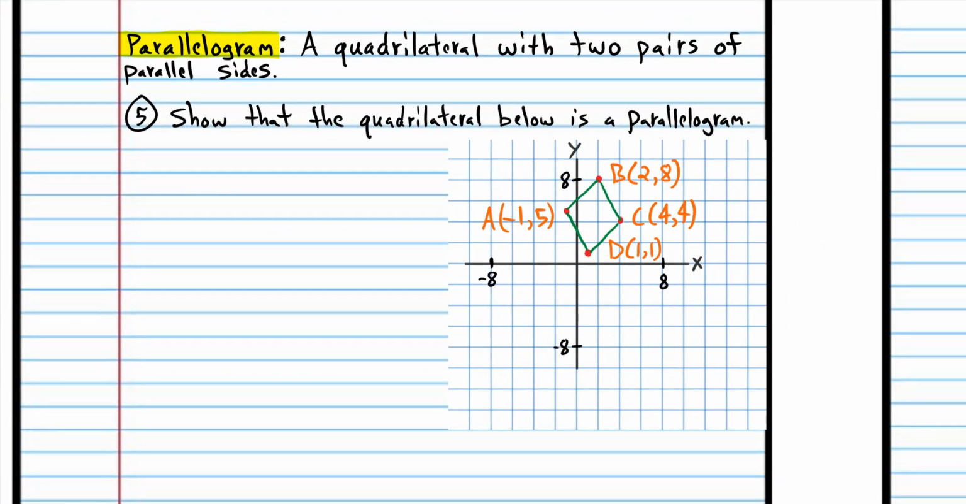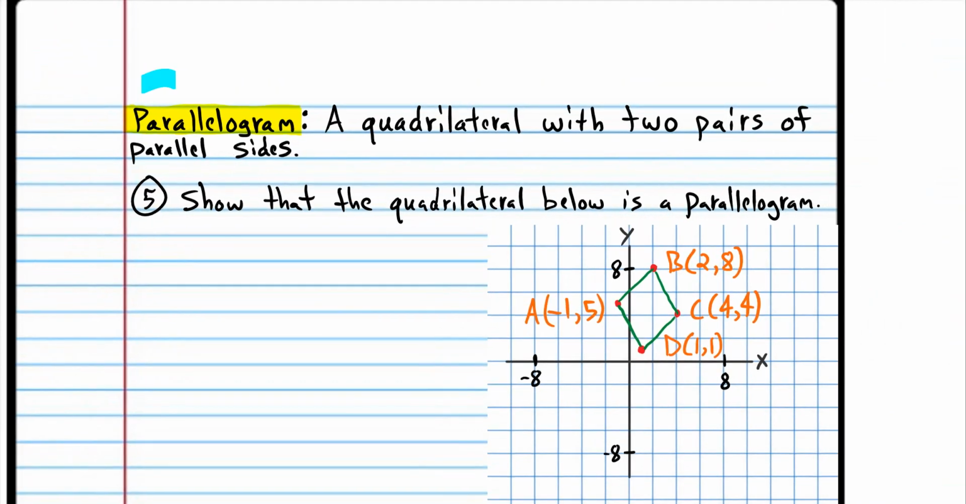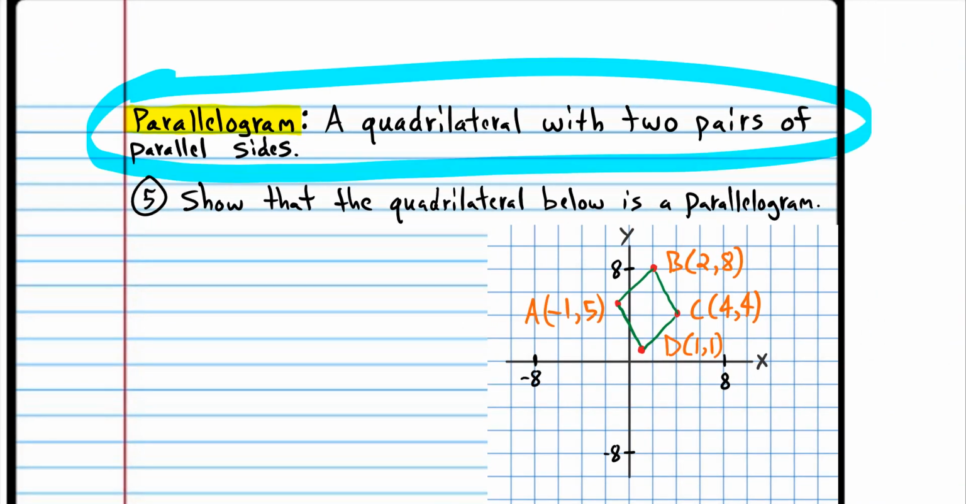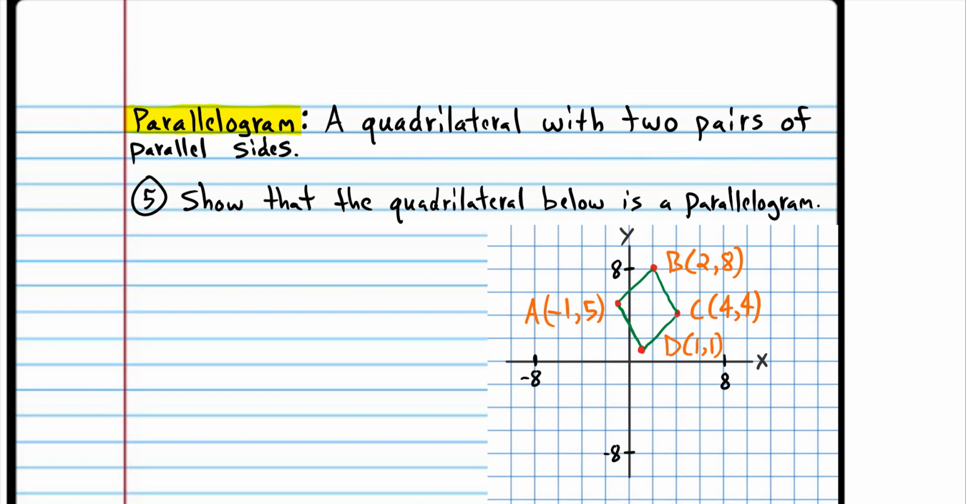Says show that the quadrilateral is a parallelogram. So we have to prove that this is a parallelogram. We can't do that because we don't know what a parallelogram is. We haven't defined what a parallelogram is in this course yet. So that definition is up here. A parallelogram is a quadrilateral, meaning a shape with four sides. A quadrilateral with two pairs of parallel sides.